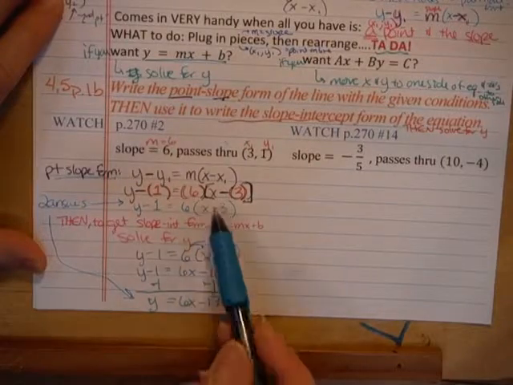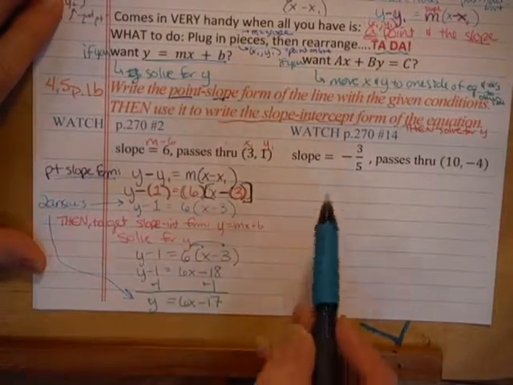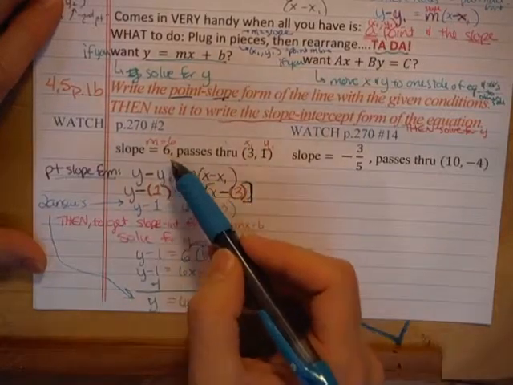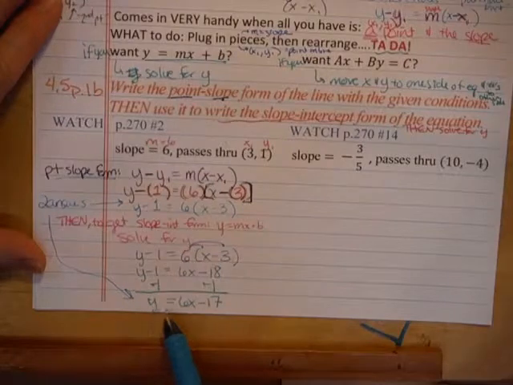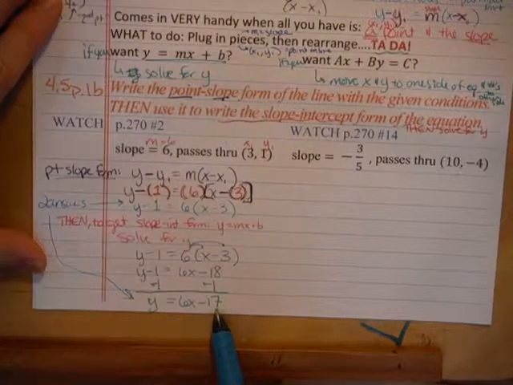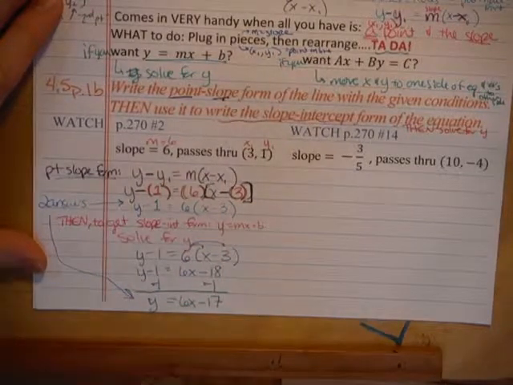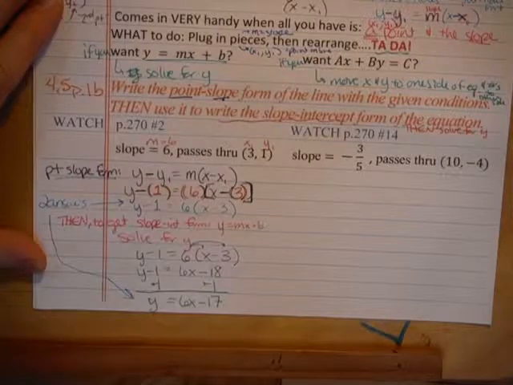So same equation, same graph. If you were to plot 3, 1 on the graph and use a slope of 6 to connect it to the next point, you'd get the same line as you would by doing slope of 6, intercept of negative 17. Okay. All right.